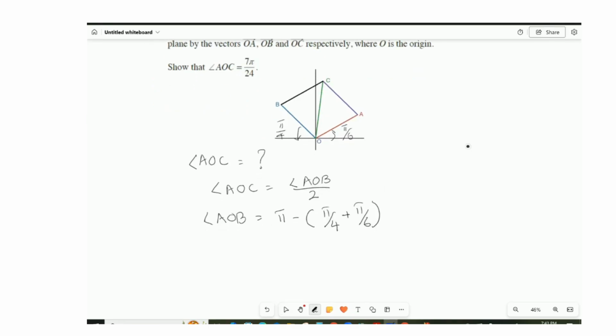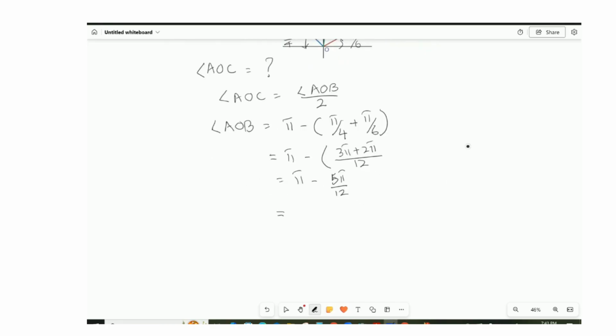So this is equal to pi minus 12 3 pi plus 2 pi, that is pi minus pi divided by 12. So this is equal to 12 pi minus pi divided by 12. So this is equal to 7 pi divided by 12.